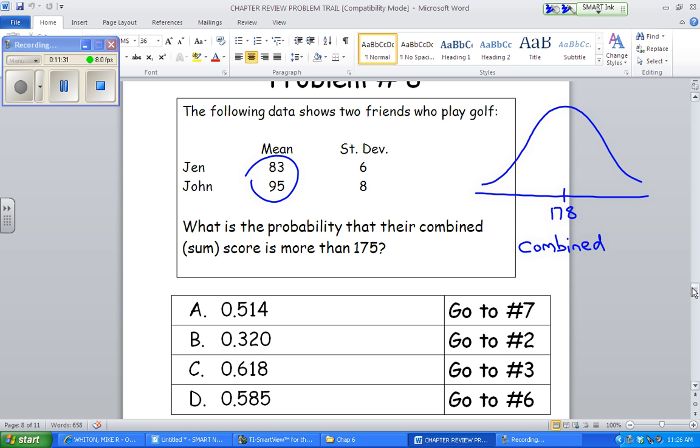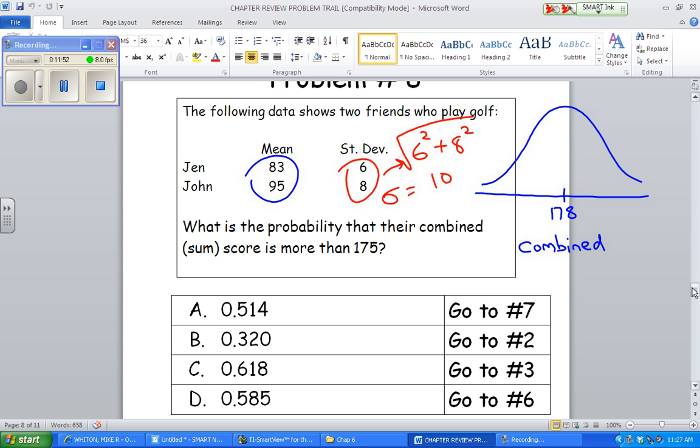Now the standard deviation of this, I think this was an earlier problem. We use these two numbers again, so we're going to go 6 squared plus 8 squared. Remember, change them to variances and take the square root of it. And I think we ended up getting 10 for that on the previous problem. So that's the standard deviation for their combined score.